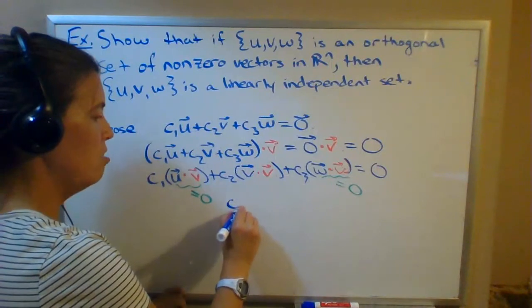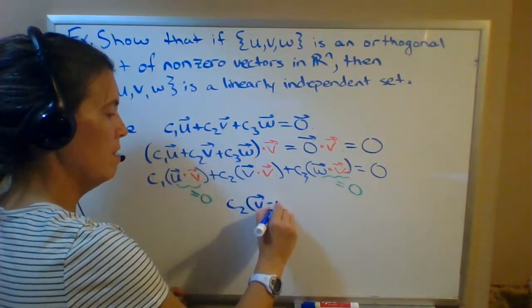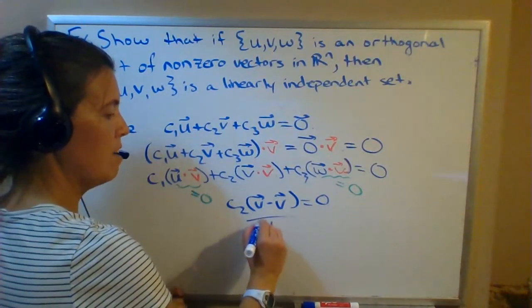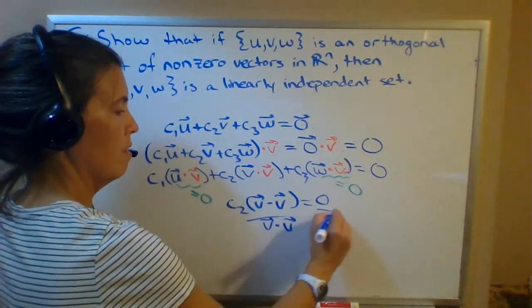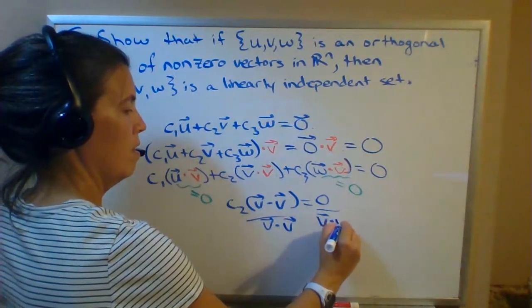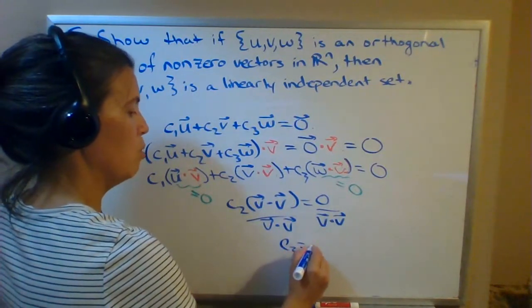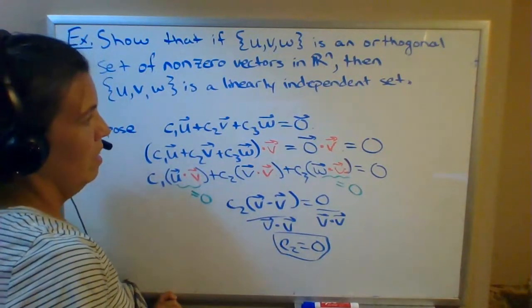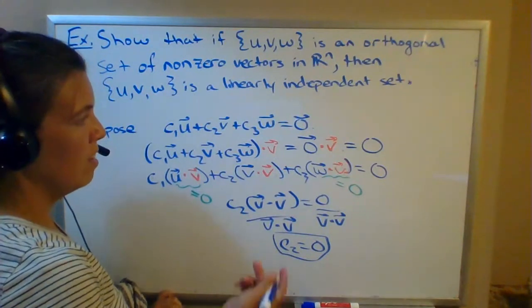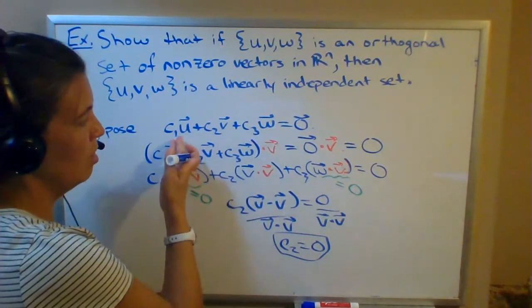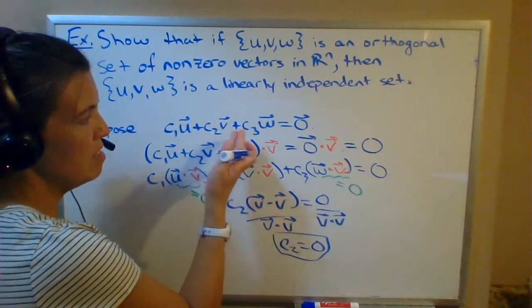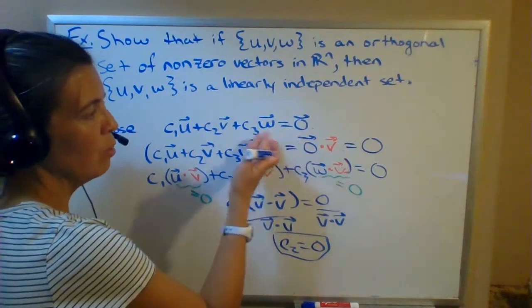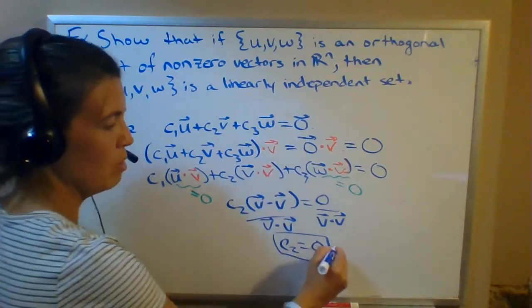So we have c2 times v dot v is equal to 0, which if you divide both sides by v dot v this time, then we have c2 equals 0. So now we have c1 must equal 0, c2 must equal 0. Well then, since w is some non-zero vector, we already have that c1 and c2 must be 0, which means we've got a multiple of a non-zero vector here equal to 0. Well, then c3 is going to have to equal 0 as well.